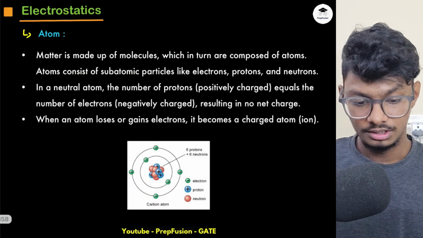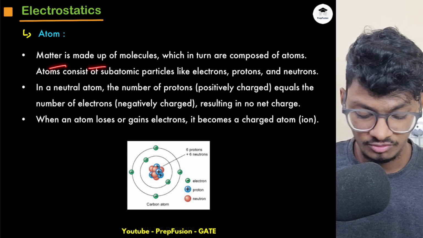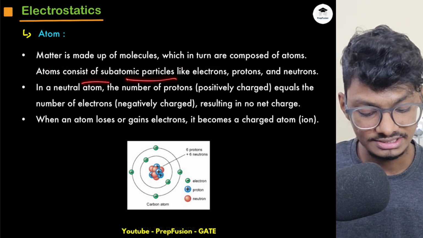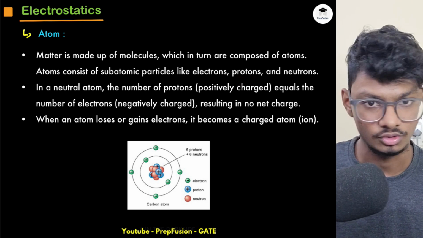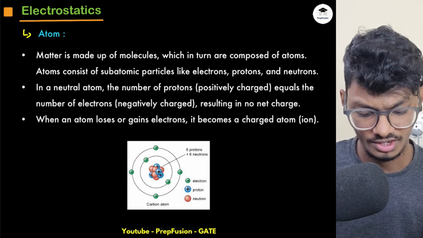Okay. Now, a few basic things we should know. Atoms. Matter is made up of molecules which in turn are composed of atoms. Atoms consist of subatomic particles like electrons, protons and neutrons. Inside an atom we know there are electrons, protons and neutrons, and a combination of many atoms makes molecules.